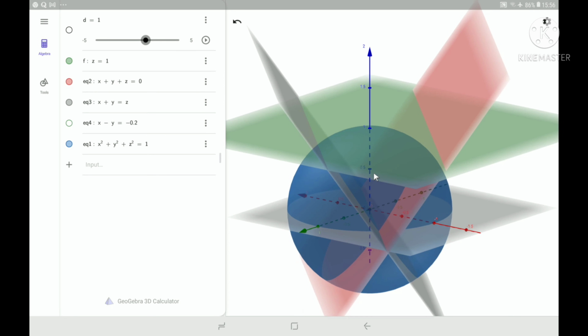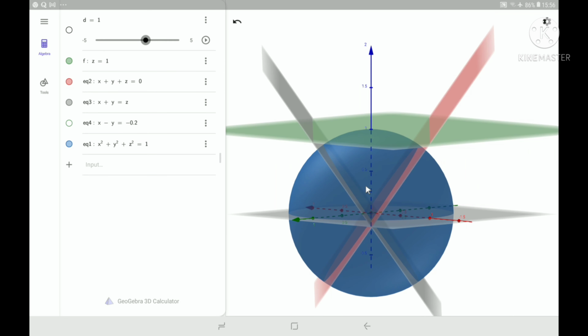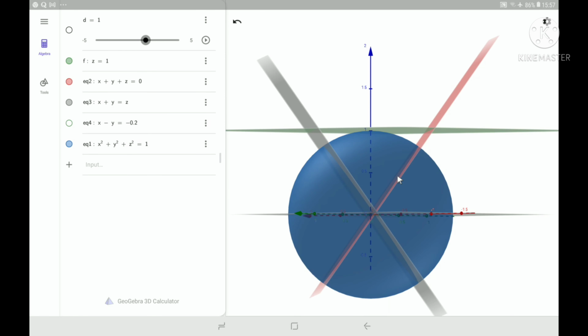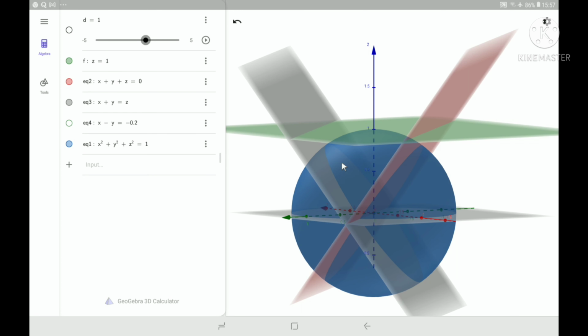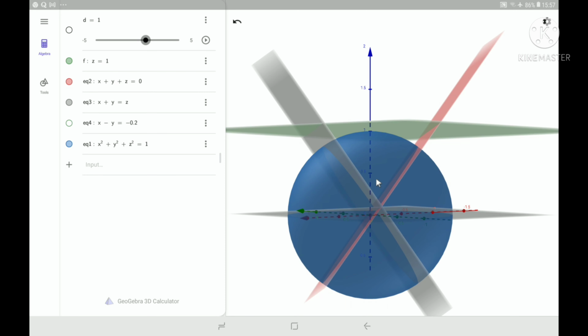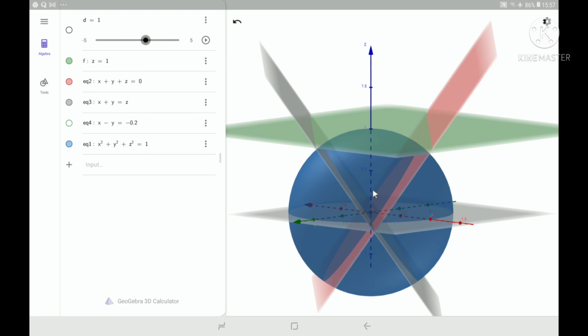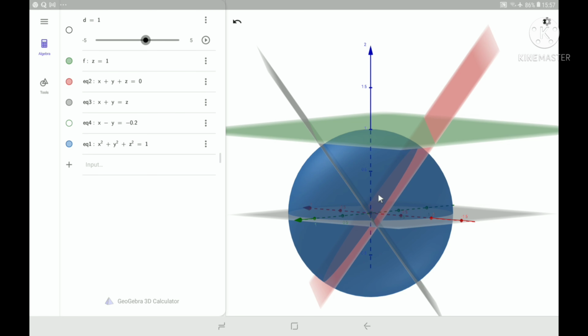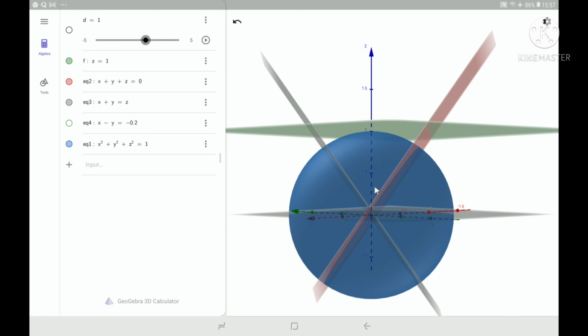And the angle between that pair of line segments, like this will be one line segment, and this will be another line segment, is the angle between these two planes. So yeah, this plane represents that. The angle between these two planes represents that.